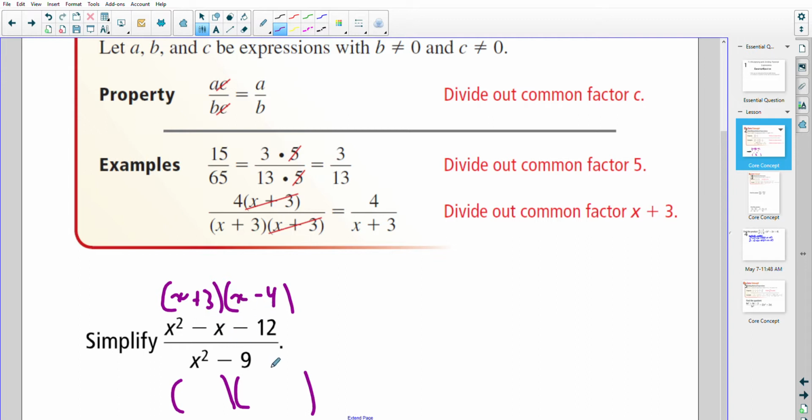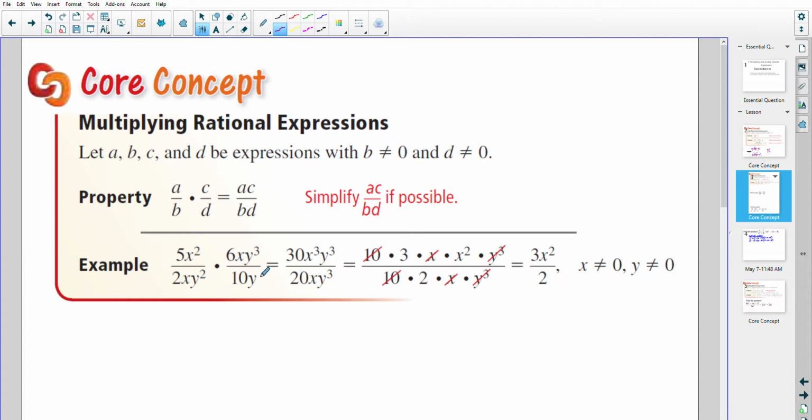3x minus 4x is negative x. And this is the difference of squares. So it's plus 3 minus 3. And you can see that now that you're multiplying the factors, you can cancel these out by dividing them out. And therefore, the answer is x minus 4 over x minus 3.